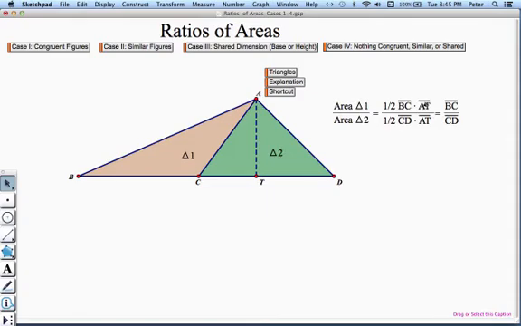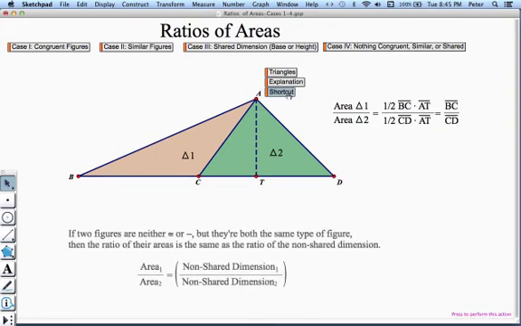Well, if I cancel the equal terms in the numerator and the denominator, I'm left with BC over CD. I'm left with BC, this base of triangle 1, and CD, the base of triangle 2, which is what's going to give us our shortcut.